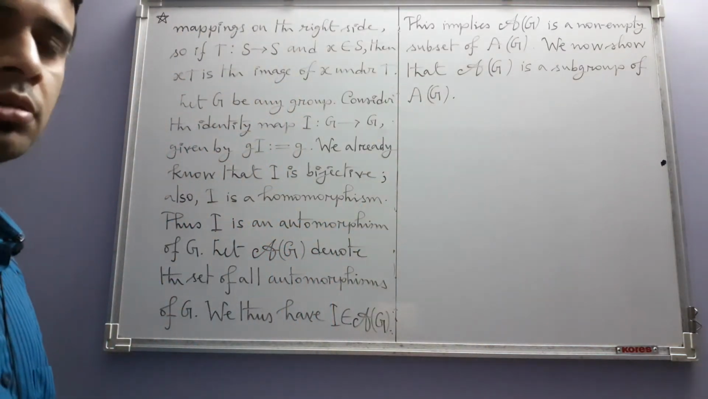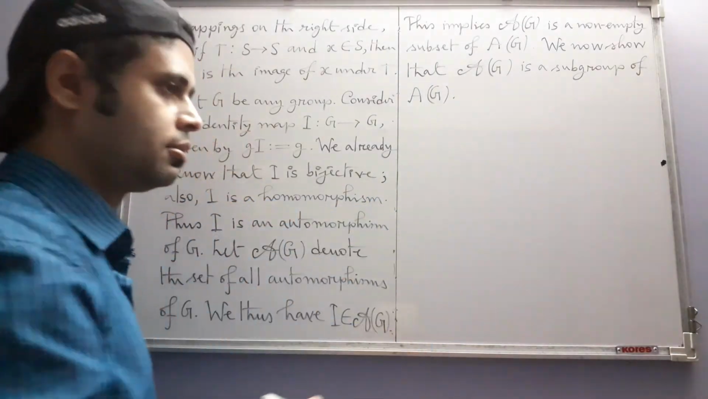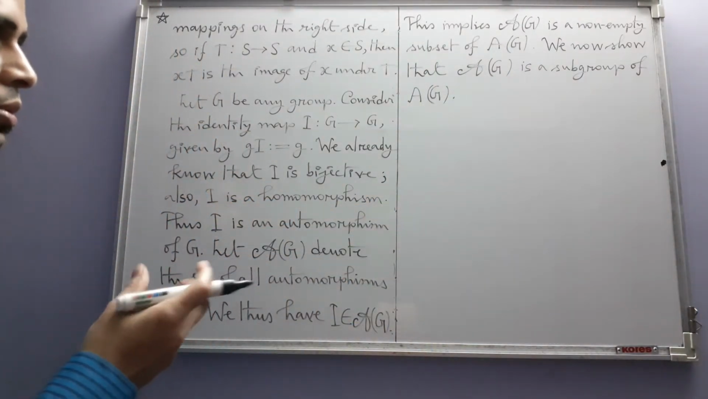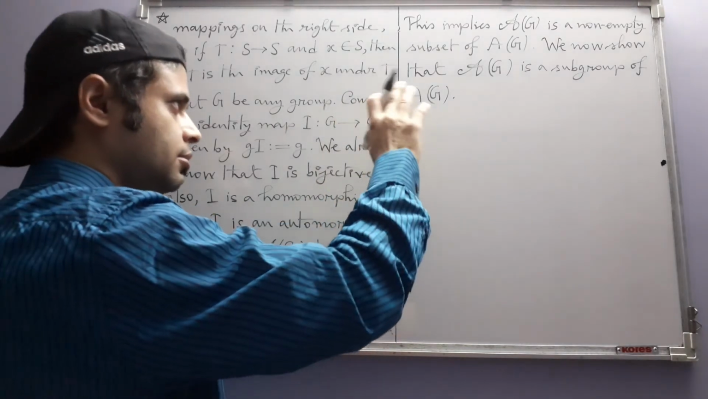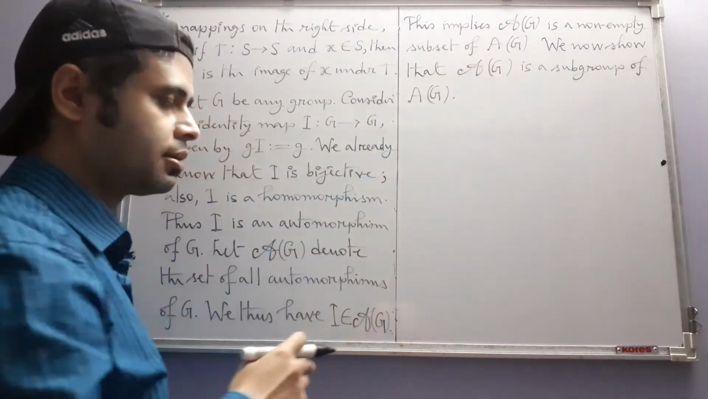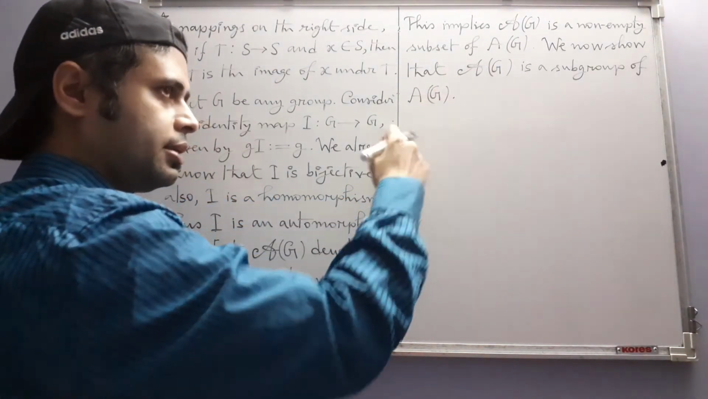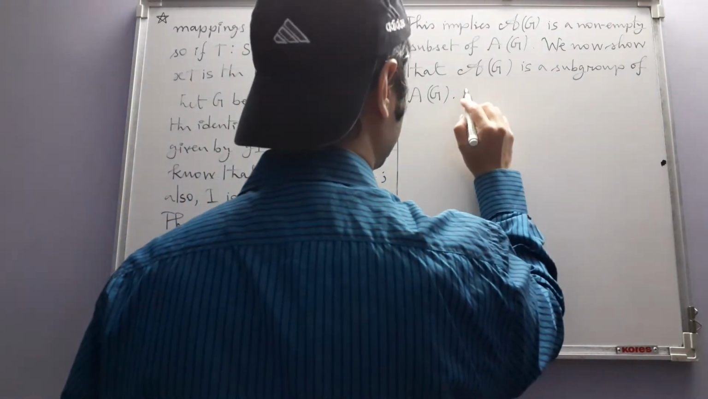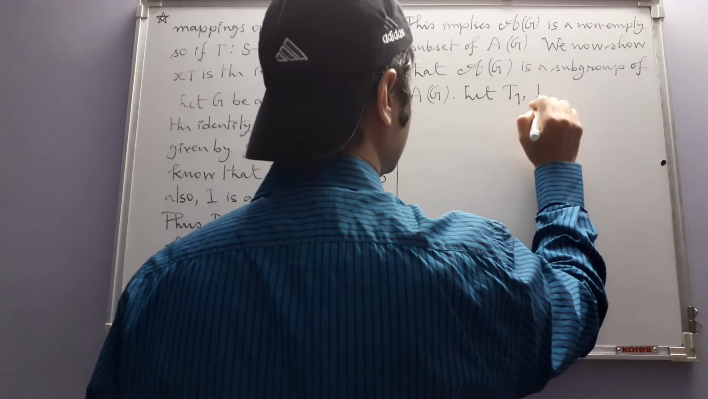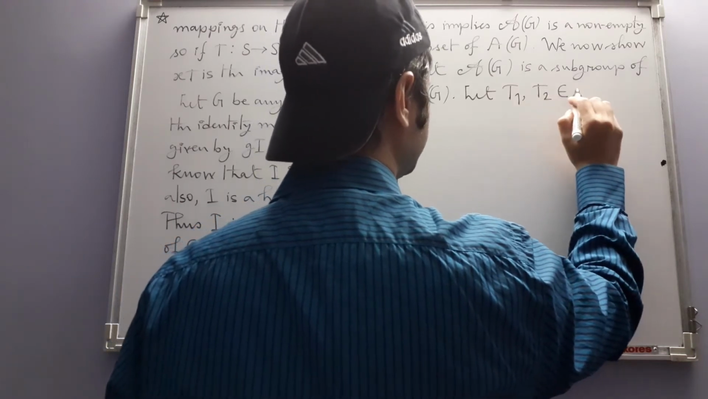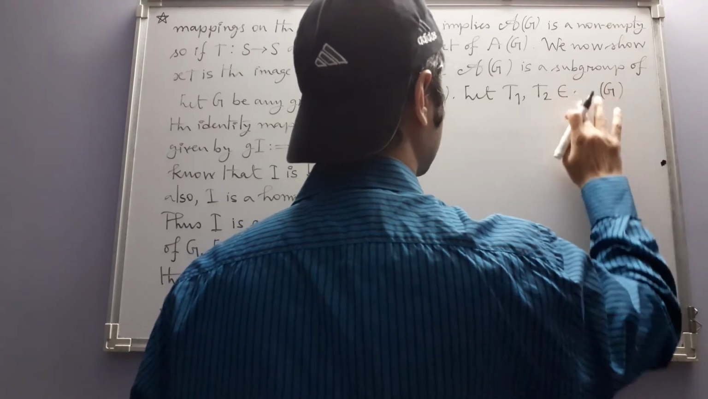For that usual thing, we consider two elements here, and show that when you take their product in this group, that product belongs to this set, and the inverse of any element in here is again in that set. So let T1 and T2 be two elements in this.